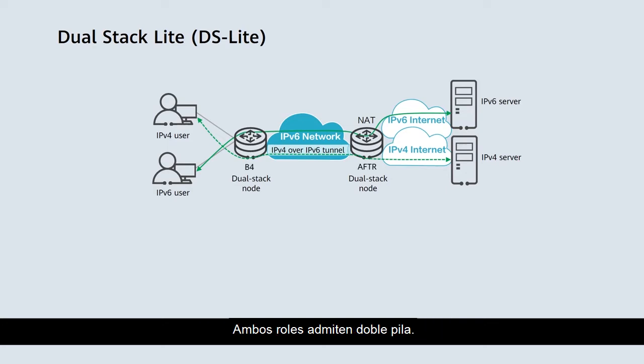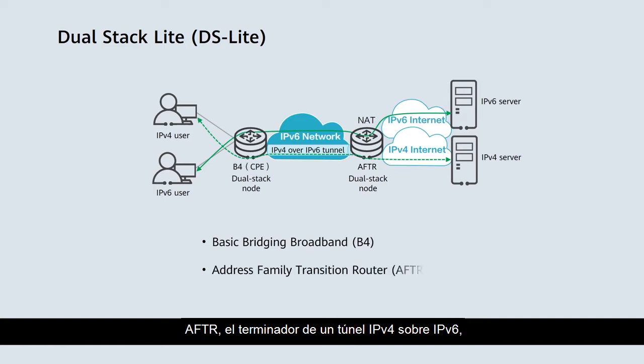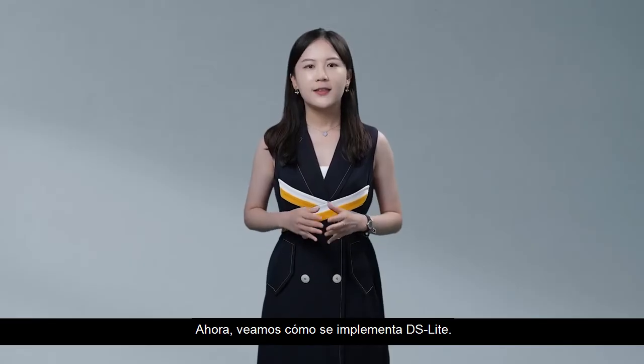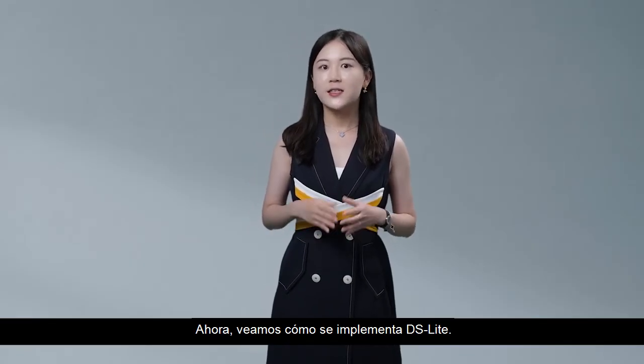Both roles support dual stack. B4, the creator of an IPv4 over IPv6 tunnel, is usually implemented on CPEs. AFTR, the terminator of an IPv4 over IPv6 tunnel, is usually deployed on CGN devices. It decapsulates IP packets, performs NAT, and records NAT mapping. Now let's look at how DS Lite is implemented.